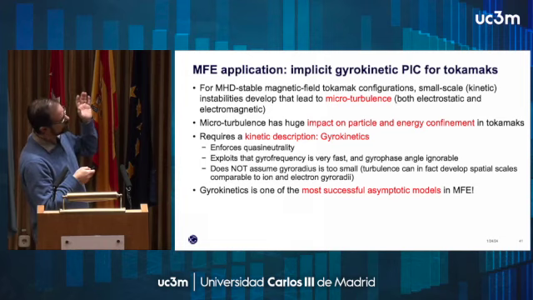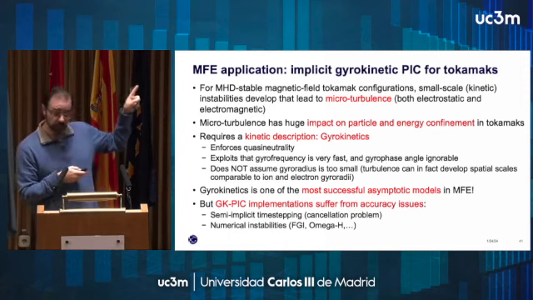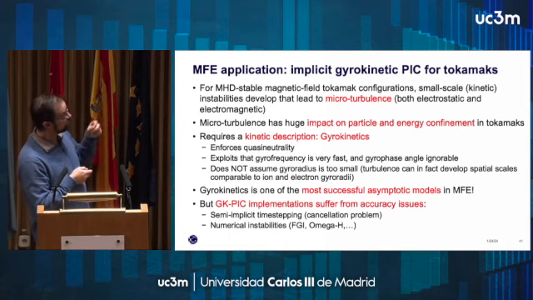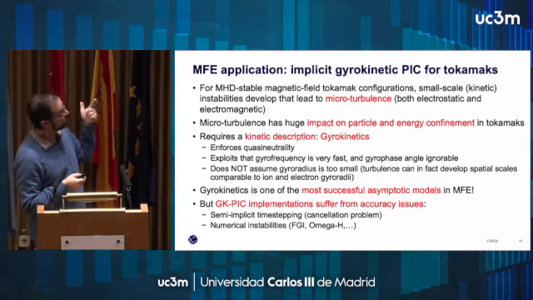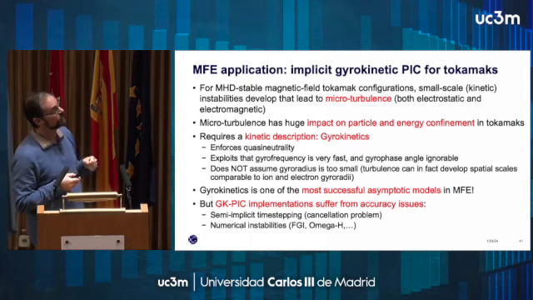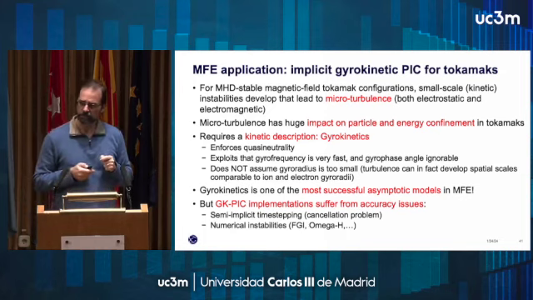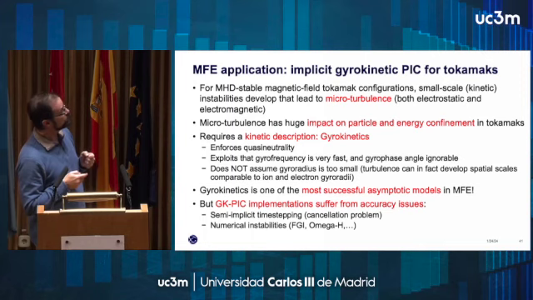And it's really one of the most successful asymptotic models in magnetic fusion, okay? But the particle implementation of this model suffers from significant accuracy issues. One, it's typically semi-implicit. We already showed that semi-implicit may not be such a good idea. And two, it actually features numerical instabilities that have been overlooked maybe, or misunderstood for a number of years until we actually looked into them.